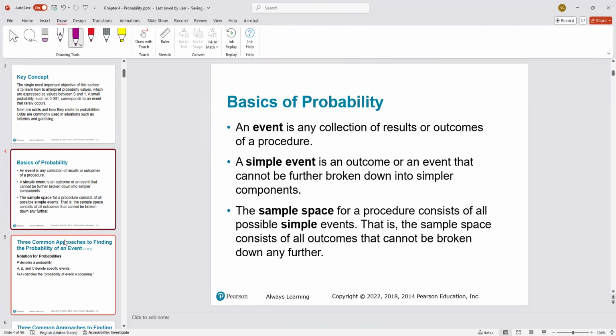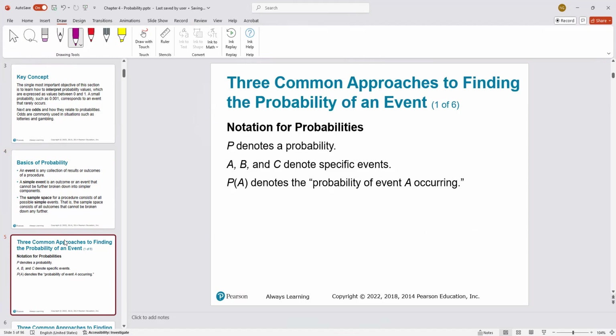Or if you see it here, we said the sample space for a procedure consists of all possible simple events. That is, the sample space consists of all possible outcomes that cannot be broken down further. So it is very important you understand this. We are ready to talk about the three common approaches to find the probability of an event.